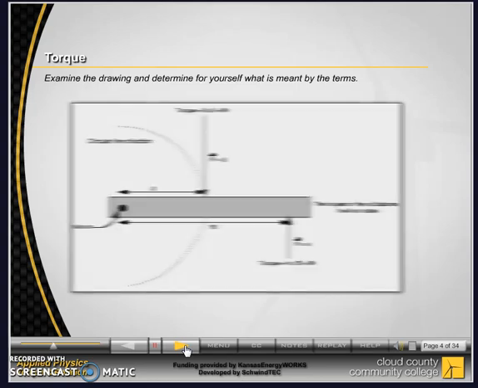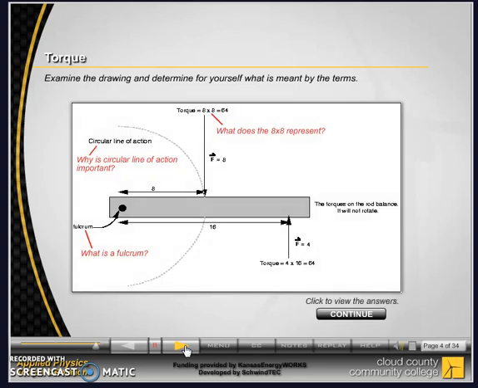Examine the drawing and determine for yourself what is meant by the terms.